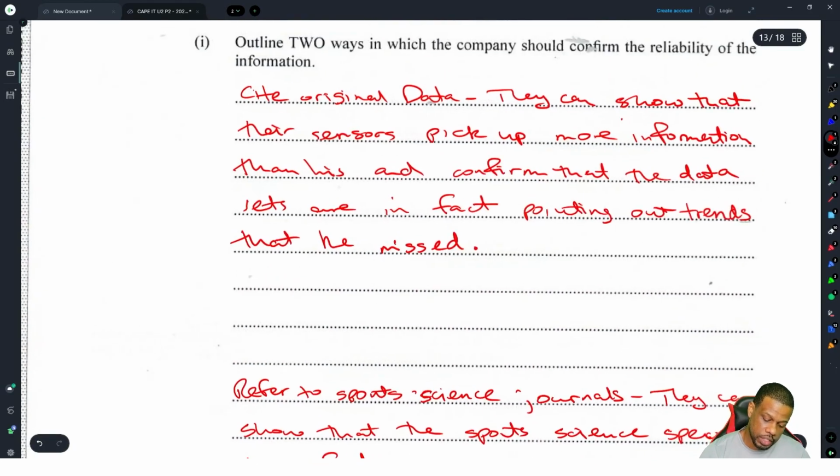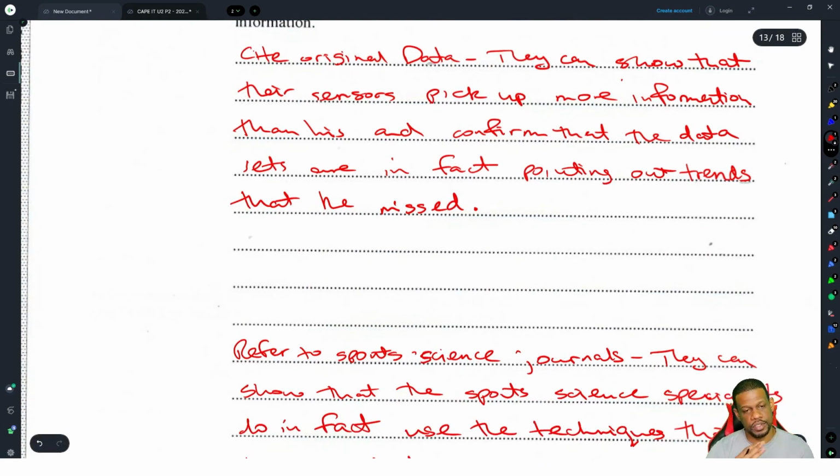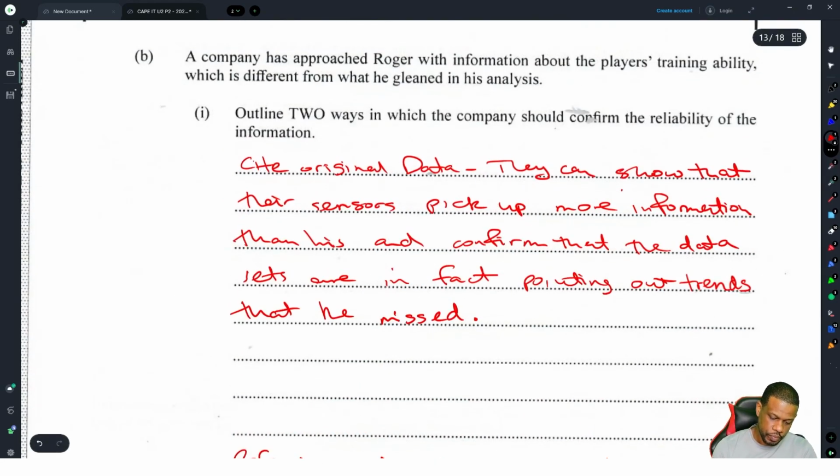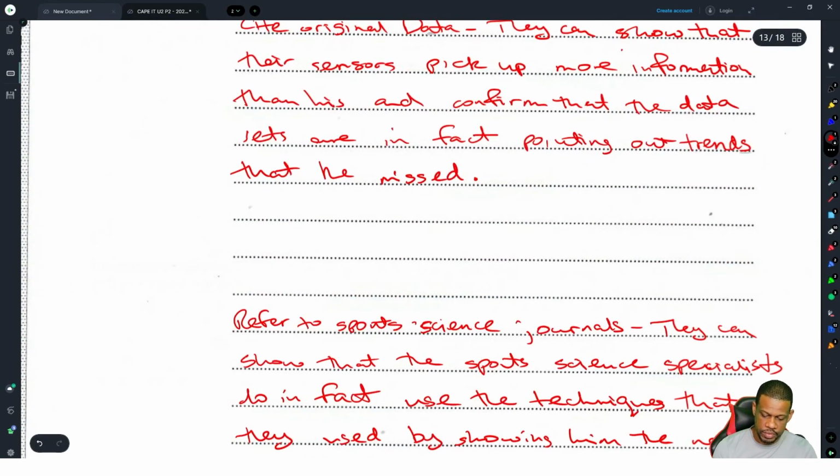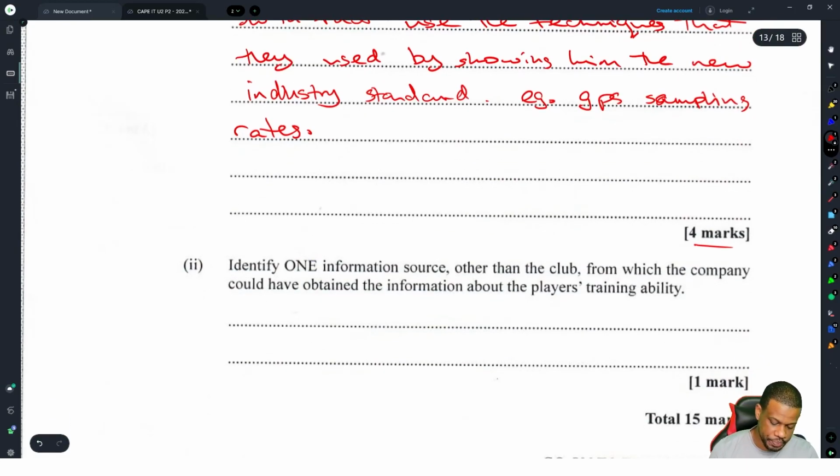So you could cite the original data. Of course, when you have the original data, you are able to show that the information was drawn from particular original data sets. And then you could use all kinds of other things. You could use journals, you could use magazines, but don't use newspapers and those things. Try to get the higher end sources. So that's why I said sports science journals, because a scientific journal is one of the highest levels of reliability that you can get.